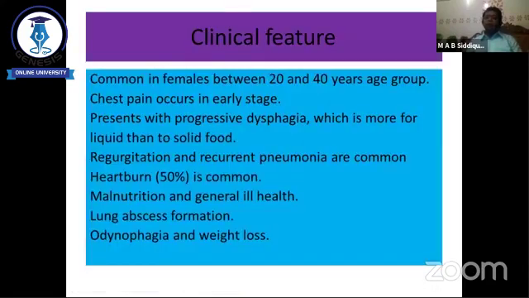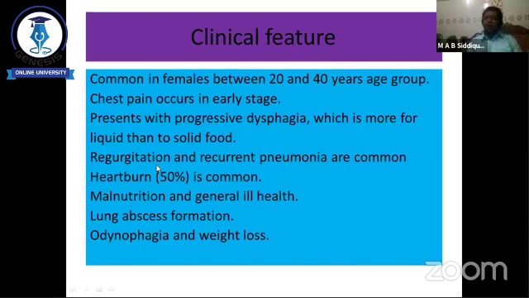If we see the clinical features of achalasia more elaborately, it is common in females between 20 to 40 years age group. Chest pain occurs in the early stage. The patient has progressive dysphagia, which is more for liquid than solid food, already mentioned the reason behind it. Regurgitation and recurrent pneumonia are common. Regurgitation means the food does not pass to the stomach, it regurgitates from the esophagus to the mouth. So this is one of the common features.